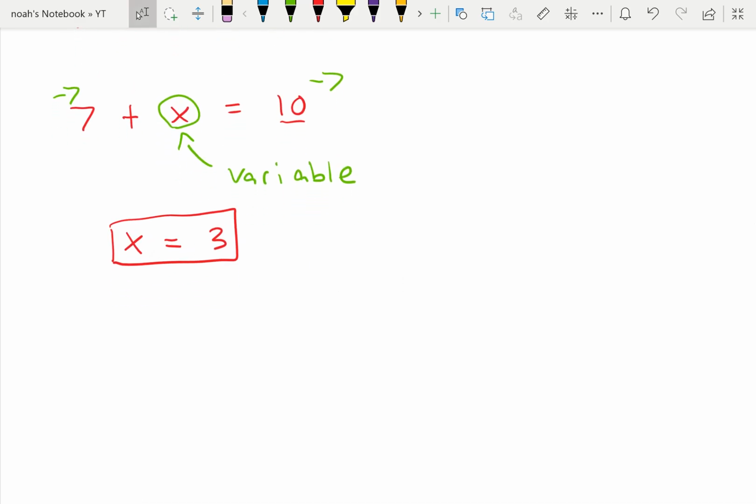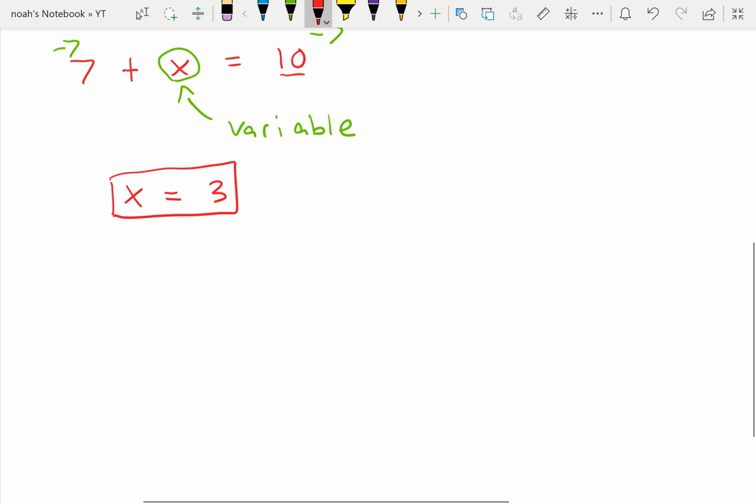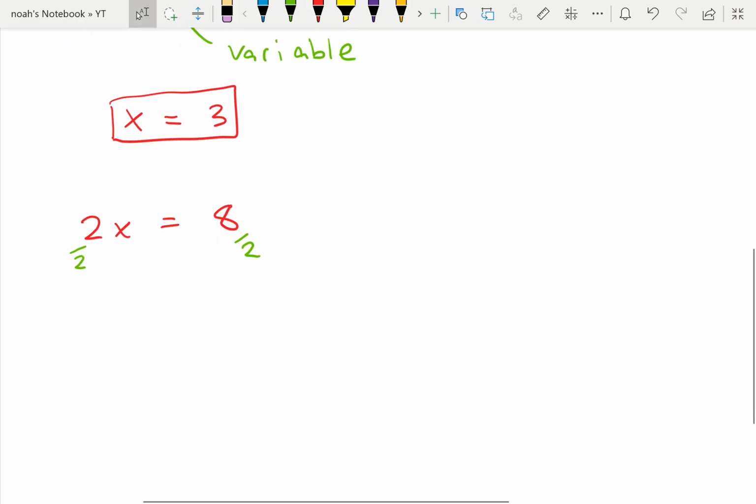Another example, let's say we have 2x equal to 8. To solve this equation, 2 is being multiplied by x. So to get rid of the 2, in this case, we would just divide by 2. And of course, we have to also divide the right-hand side by 2 as well. This gives us x equal to 4.